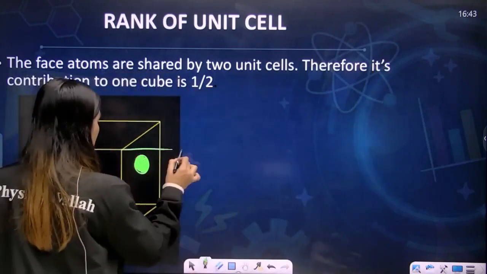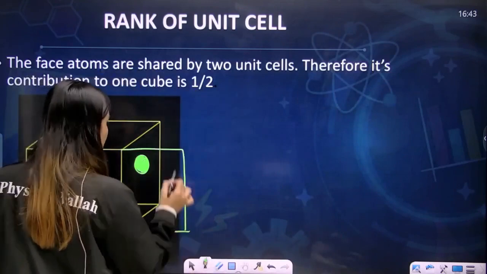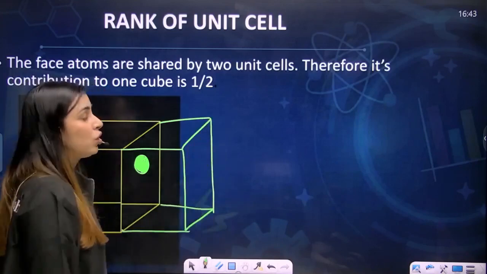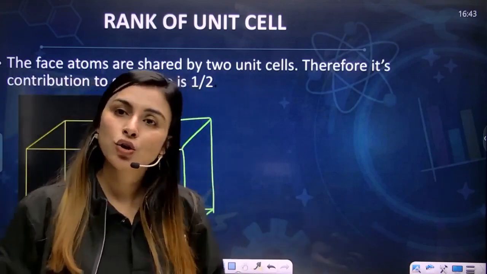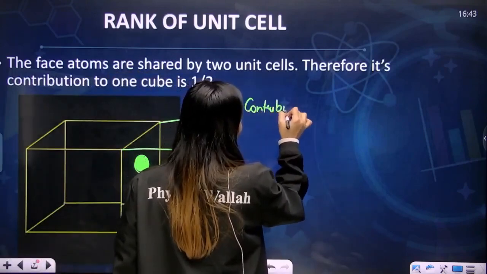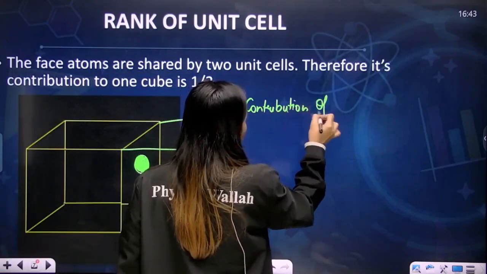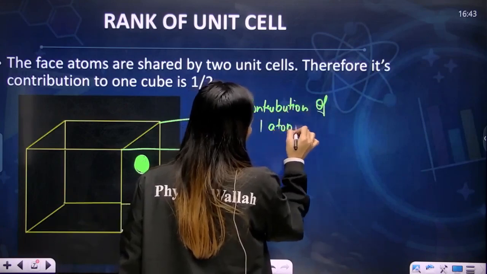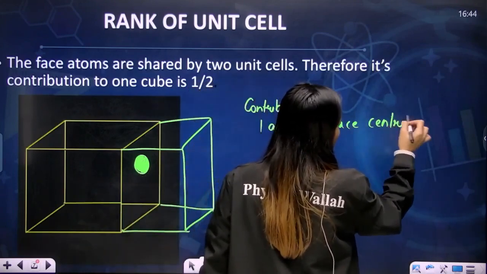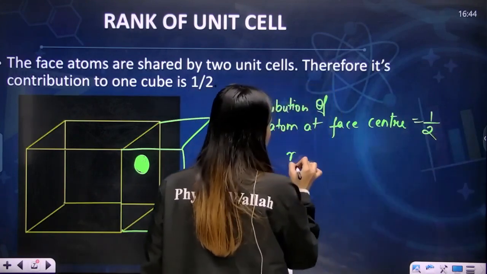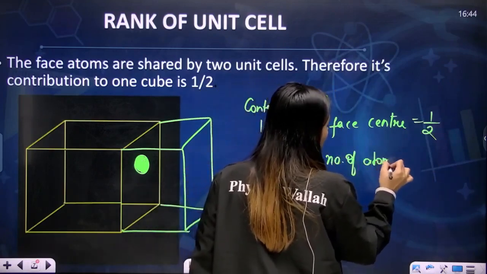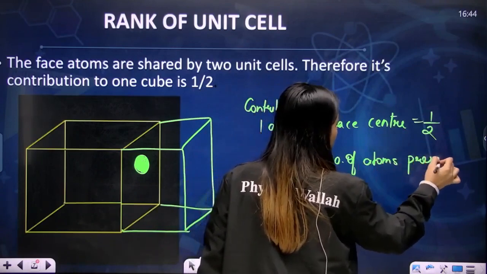So can I say that one more room would be present here and it will be shared only in these two? So the contribution would be 1 by 2. So can I say that contribution of one atom at face center is 1 by 2, and let's say NF is the number of atoms present on faces.